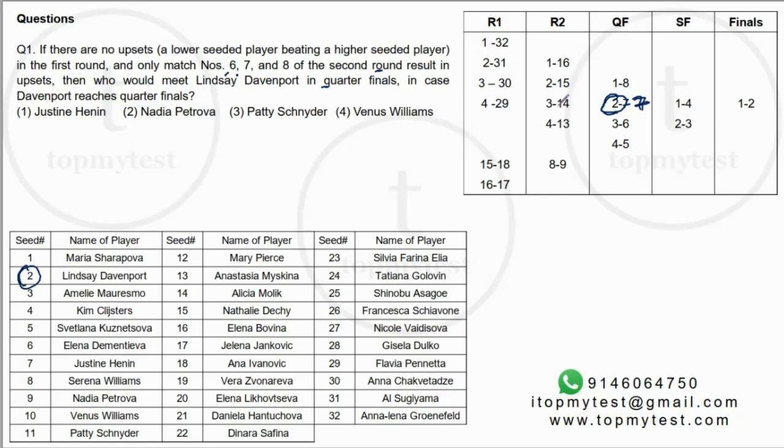Right. Now, in the first round, there are no upsets. So all the 16 people come up. But in round 2, matches 6, 7, and 8 will result in upsets. Which means instead of 8, 9 will take 8's place. Instead of 7, 10 will take 7's place. Instead of 6, 11 will take 6's place. So instead of 7 in the quarterfinal, the person who is seeded 10th will come up in the quarterfinal. Who is ranked 10th? Rank 10 is Venus Williams. Option 4 is your correct choice.